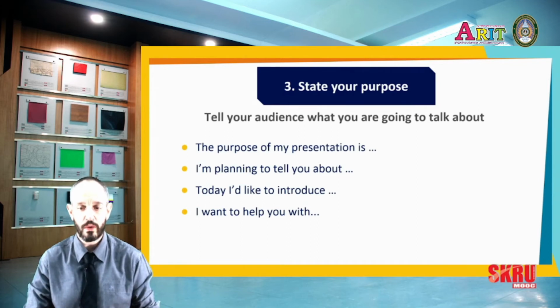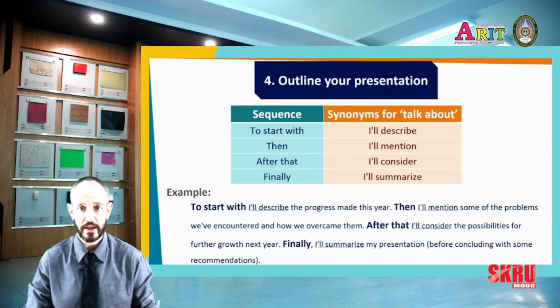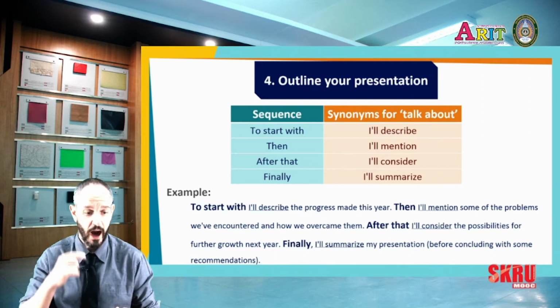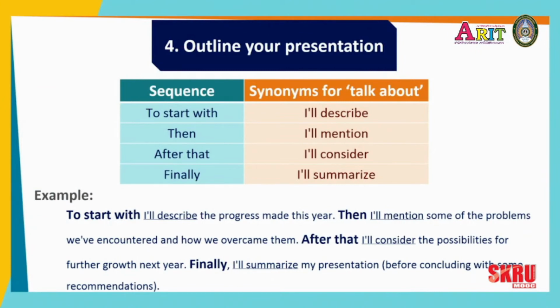Next, you want to outline your presentation. So you told them what you're going to talk about. Now you're going to give them the content and the order of your presentation. So I have an example here. My example is: To start with, I'll describe the progress we made this year. Then I'll mention some of the problems we've encountered and how we overcame them. After that, I'll consider the possibilities for future growth next year. Finally, I'll summarize my presentation before concluding with some recommendations.